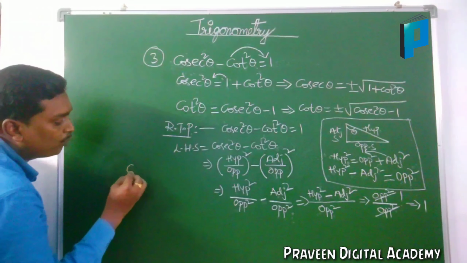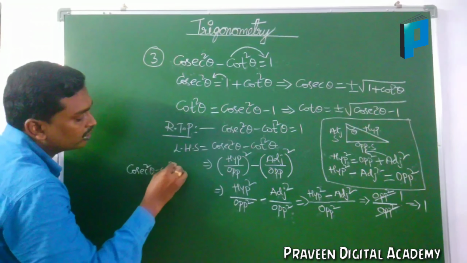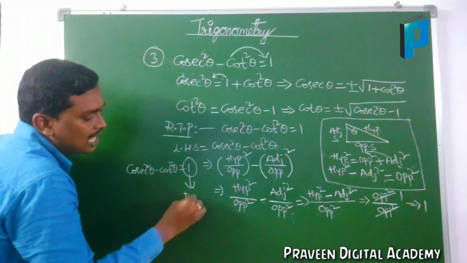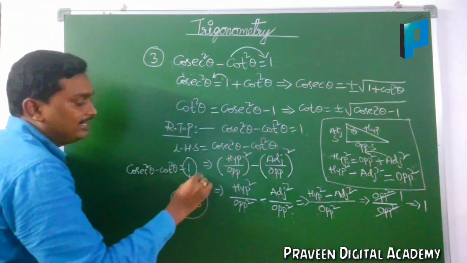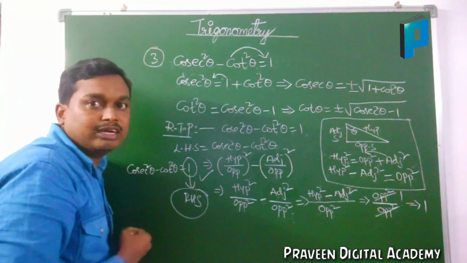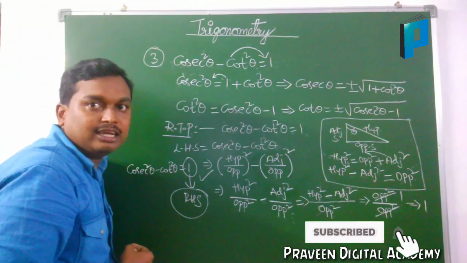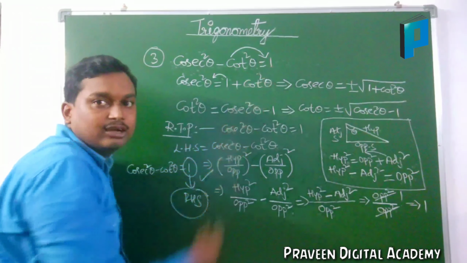So what we have proved here? Cosec square theta minus cot square theta is equal to 1. This one is the RHS. So LHS is equal to RHS. In this way, we will prove sin square theta plus cos square theta is equal to 1, sec square theta minus tan square theta is equal to 1, and cosec square theta minus cot square theta is equal to 1.